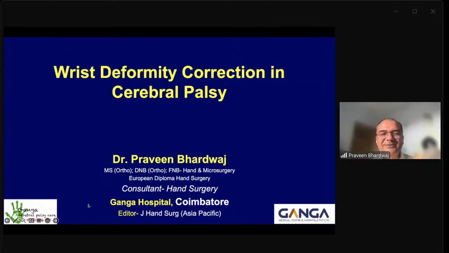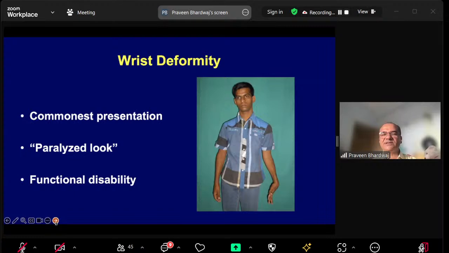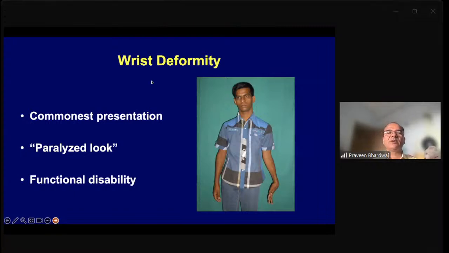Good morning and good afternoon, everyone. I'll be talking about the wrist deformity correction in cerebral palsy. We all are very familiar with this type of presentation, and most cerebral palsy patients actually present with deformity at the wrist. That remains one of the common concerns of the parents and also the patients.